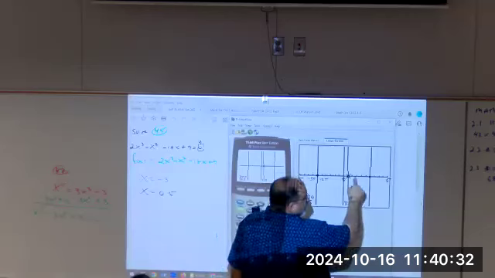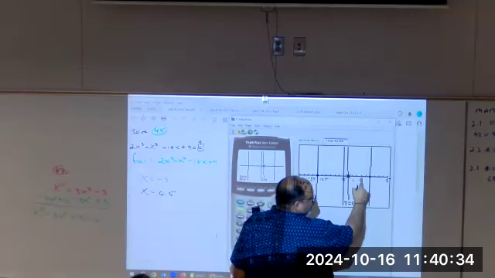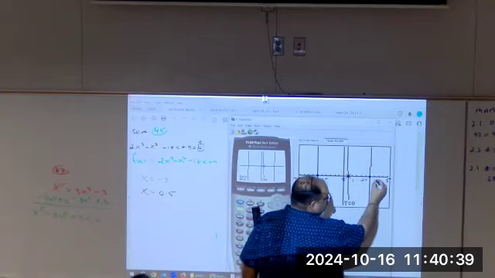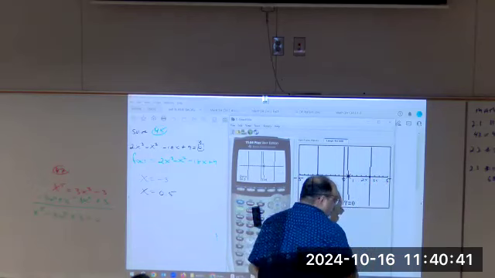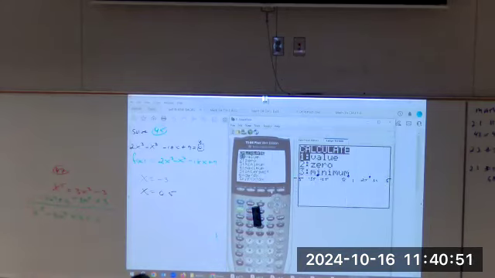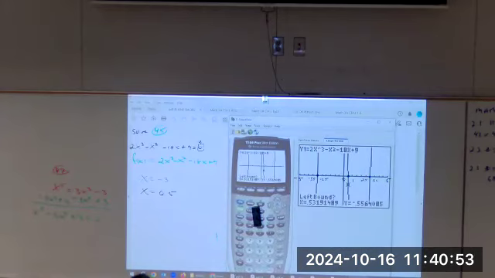And there's the last one. So there's 1, 1.5, 2, 2.5, 3, 3.5. So between 2.5 and 3.5. Don't assume that it's going to be 3. Maybe for this particular graph, it is. That's how you use the calculator.